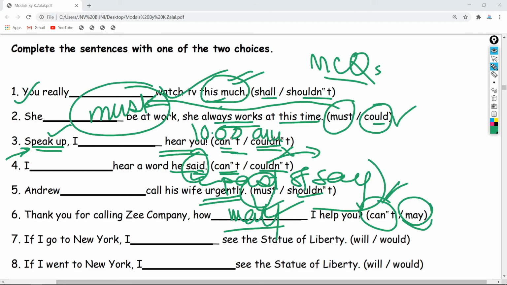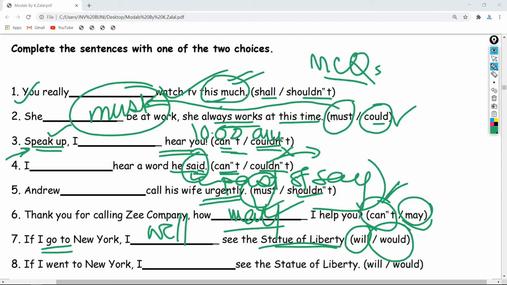If I go to New York, I will or would see the Statue of Liberty. The Statue of Liberty is there in the United States of America. Now you see the sentence, if I go, अगर हम जाते हैं कहाँ, न्यूयॉर्क में जाते हैं, तब क्या होगा, I will. This one also will be future. There is no question of using the past form of the future, would. Therefore, the correct answer will be will. If I go to New York, I will see the Statue of Liberty.